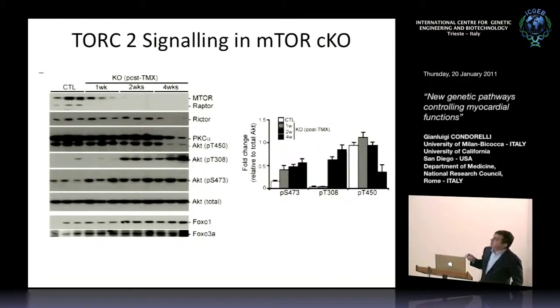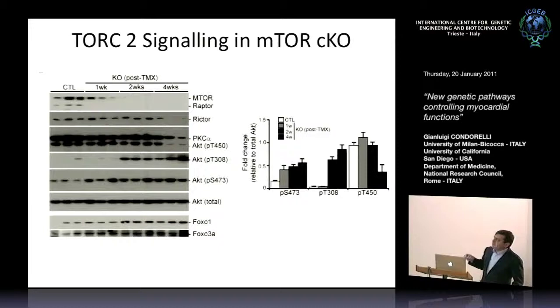Also, regarding TOR signaling, what is interesting is that in many cellular systems it was shown that if you inhibit mTOR, you also inhibit the phosphorylation of AKT at serine 473. But in this case, you do the knockout and you have an increase in both 308 and 473. And this is quite strange, because since TORC2 was also decreased, because of RICTOR, you expect this one should have been decreased.